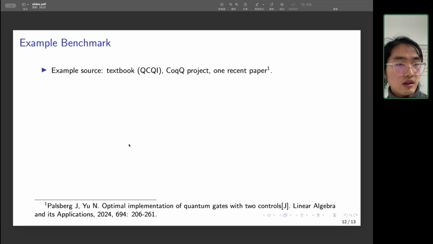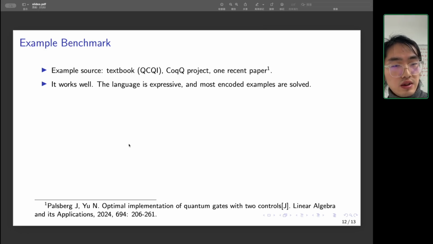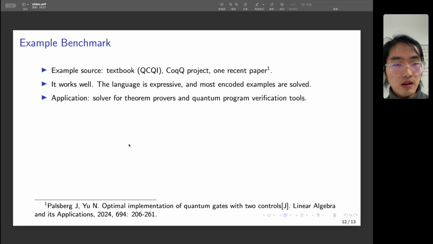The examples come from different sources. They come from the textbook and the Coq project, which is a foundational Coq formalization for quantum computation. And we also take some equations as examples from a suitable recent paper. In general, the result is it works well, and the language is expressive, and most encoded examples are solved.